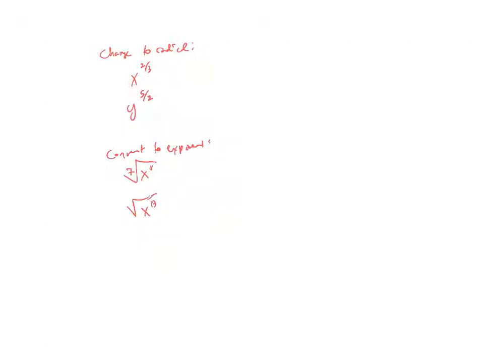Okay, so x to the 2/3, you'd use the rule that we wrote, which is this. So I could write x to the 2/3 as the cube root of x squared, or I could write it as the cube root of x, all squared. And no matter which way you did it, that would be okay. The square root, sorry, y to the 5/2 would be the square root of x to the 5th.